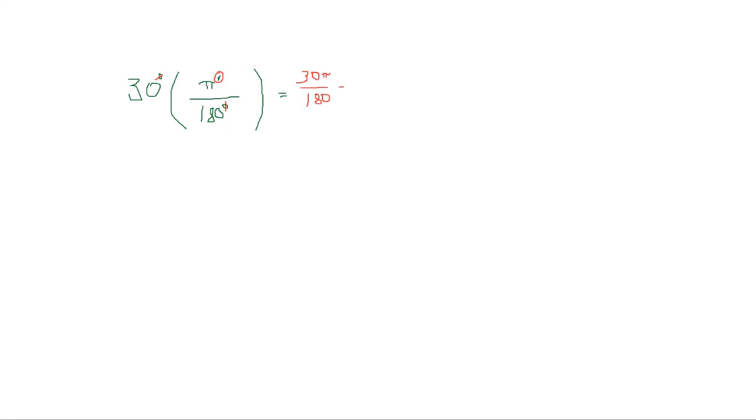And of course, 30 goes into 180 6 times, so the answer is actually 1/6 pi, or pi over 6. So pi over 6 radians would be the answer on that one. And in some books you'll see them actually put a little r here to let you know that it's radian measure. So 30 degrees is pi over 6.